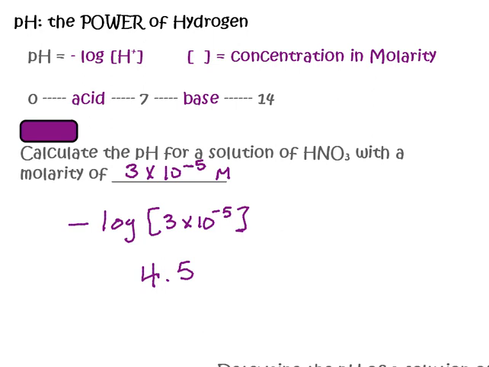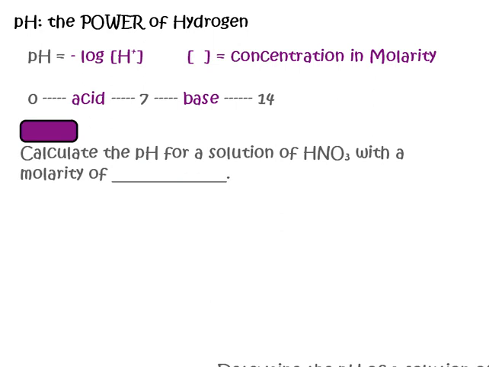Let me try one more with you. I'll let you do this one. How about same acid, and this time we'll do 6 times 10 to the minus 4th molar. You give that a try. Hit pause if you need to. I'll give you a moment. Okay, how'd you do? When I put this in my calculator, I got the answer of 3.2. I bet you got the same answer.